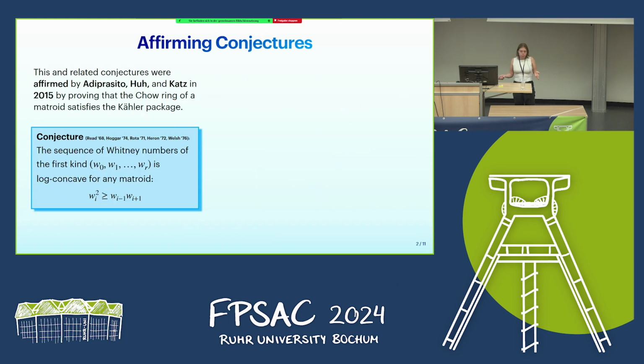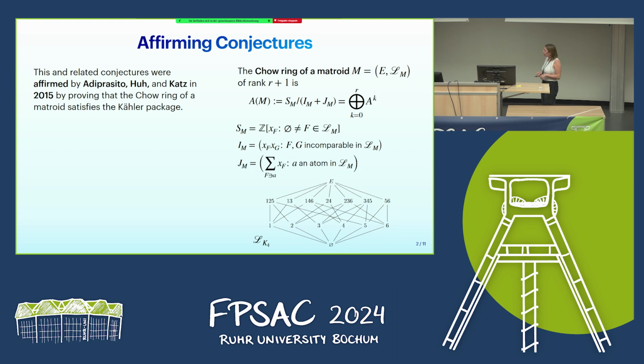Part of the reason that matroids have maybe seen a resurgence lately is the resolving of these conjectures that had been around for over 50 years for some of them. This resolving was done by Adiprasito, Huh, and Katz, and they proved this conjecture that the sequence of Whitney numbers of the first kind is log concave for any matroid by using the Chow ring and showing that it satisfies the Kähler package. So what is the Chow ring?